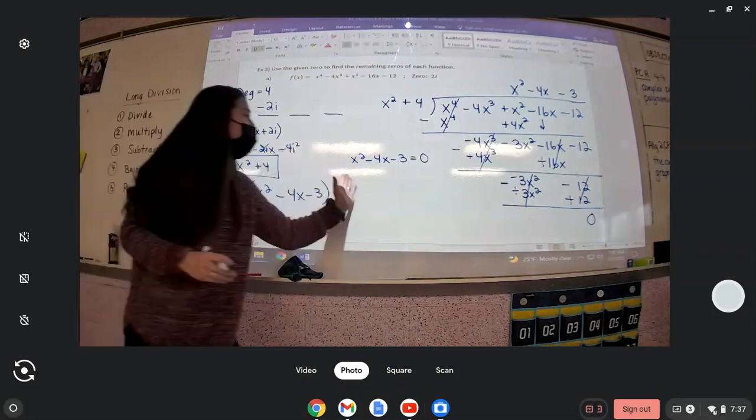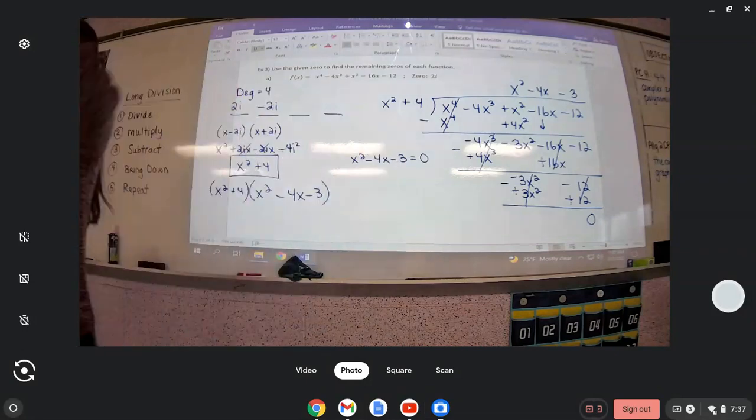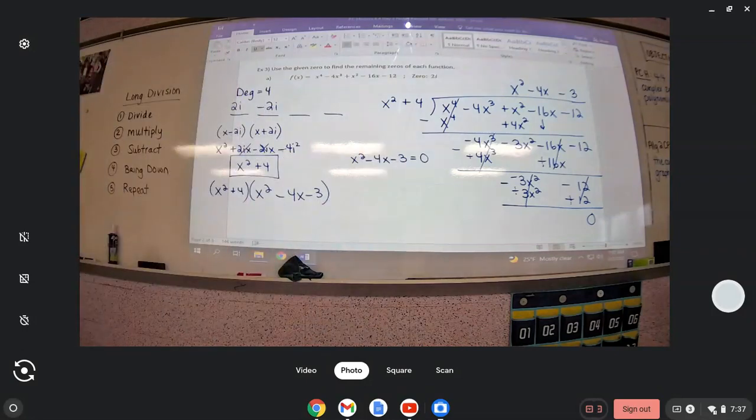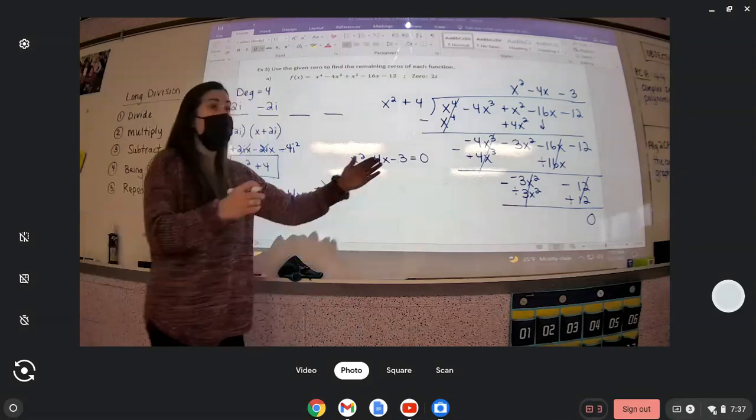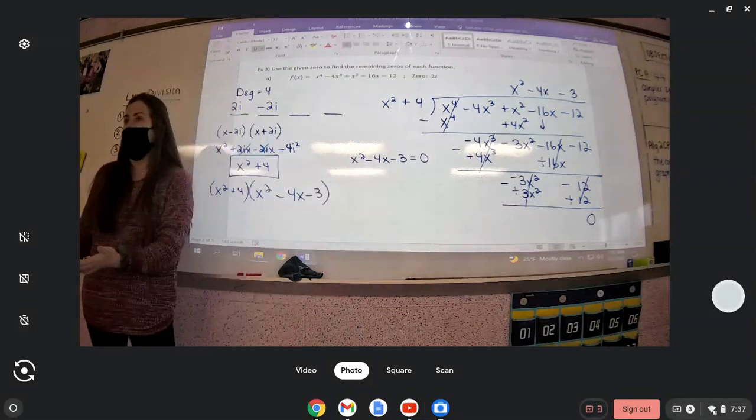Is it going to factor? Is anything going to multiply to negative 3 that adds up to negative 4? No. So we're going to have to use the quadratic formula. So I'd like everybody to plug this in to the quadratic formula and find your last 2 zeros. I'll do it up here. You do it down there. Now again, maybe they're imaginary, maybe they're irrational.